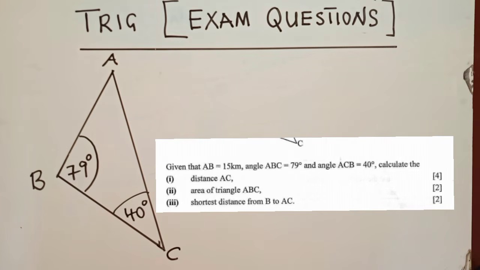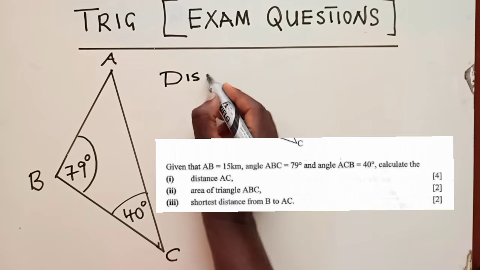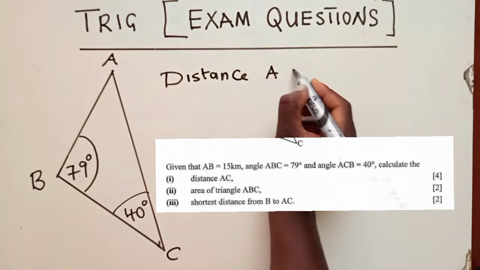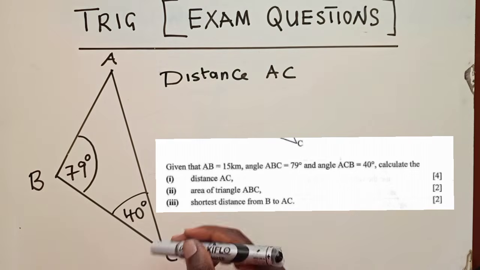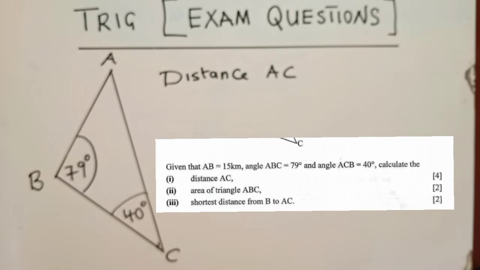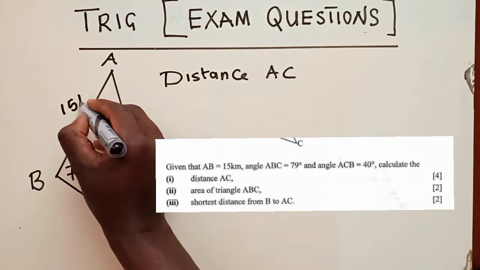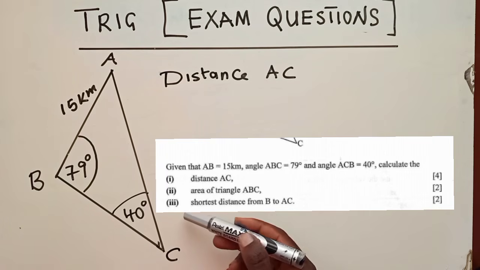Okay, so the first question here, they want us to find distance AC. So how do we find this distance AC? We basically need to check, actually here there's 15 kilometers. So we need to check which method works out for us.